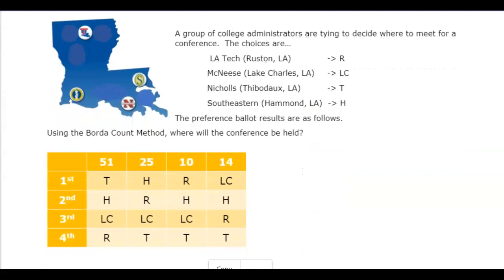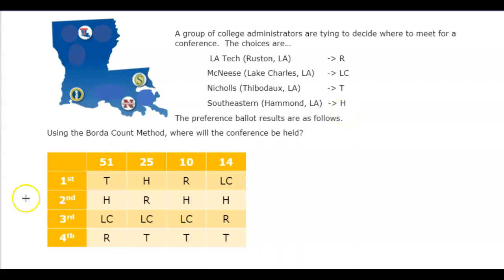Let's say we have a group of college administrators trying to decide where to meet for a conference. And our choices are up in North Louisiana at LA Tech in Ruston. We're going to say that's an R. McNeese over here to the west in Lake Charles. So we're going to denote that one as LC. Nicholls State in Thibodaux. So we're going to denote that with a T. And then Southeastern, which is in Hammond, and we're going to denote that with an H.